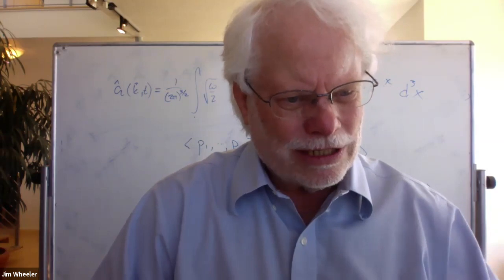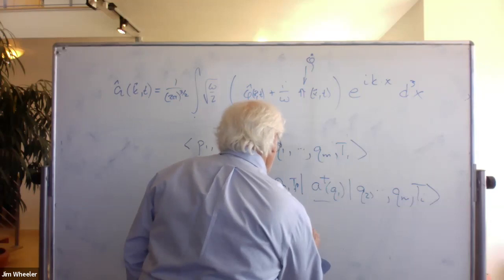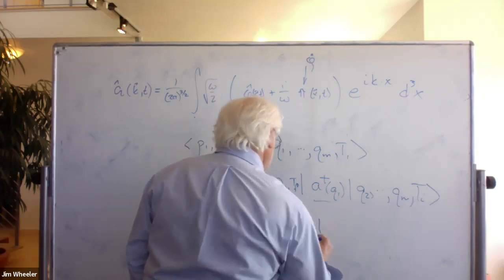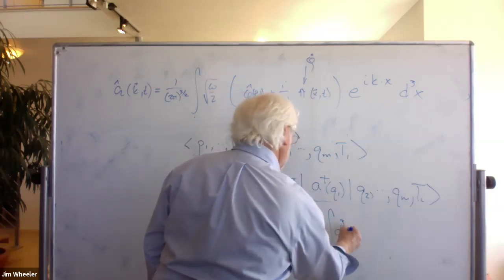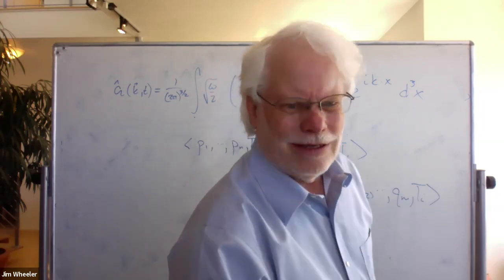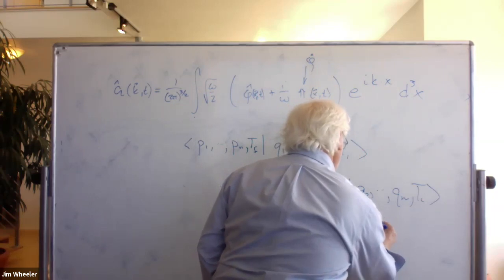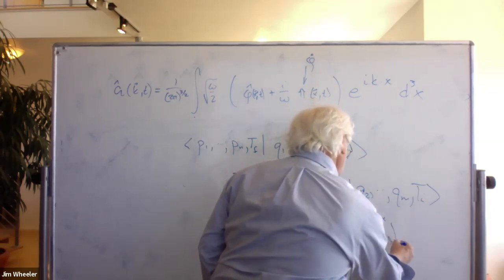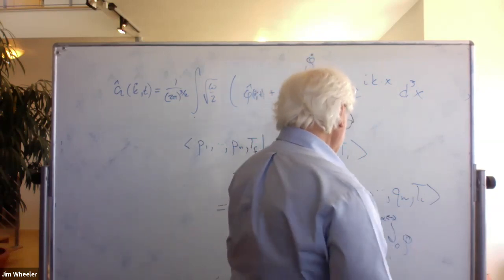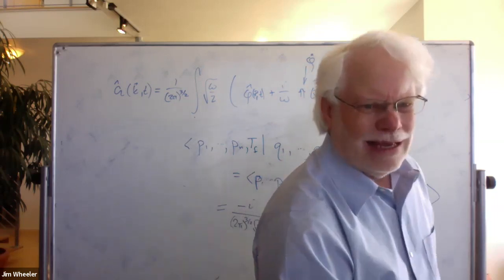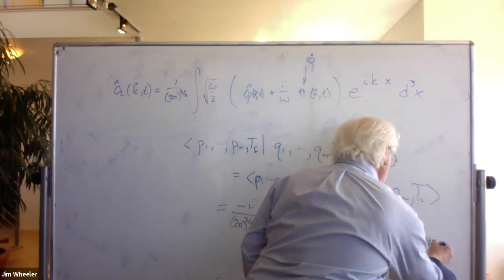And now we insert this d3x. So we have the p's here at t final. Nothing's changing there. Then this becomes integral d3x, and then we have the double derivative e to the minus i k_alpha x^alpha times d0 both ways, the field operator and the initial state without q1.